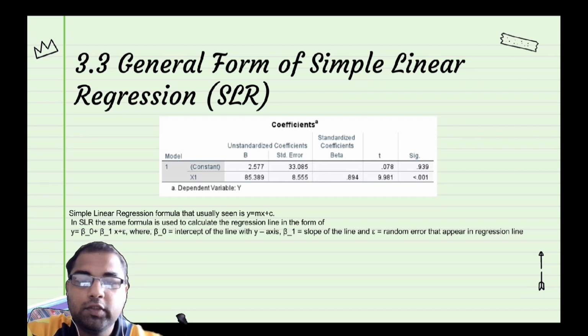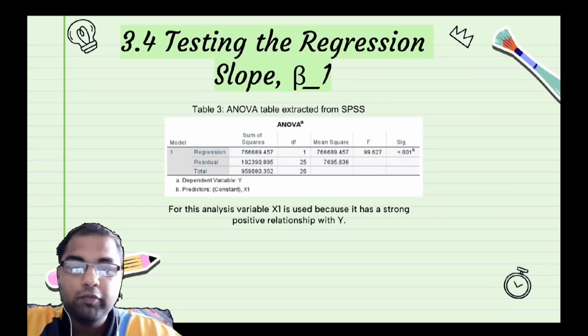For 3.3 general form of simple linear regression, simple linear regression formula that is usually seen is y equal to mx plus c. In SLR, the same formula is used to calculate the regression line in the form of as the formula given in the slide, and scope of the line and random error that appear in regression line. X1 is 85.389. 3.4 testing the regression slope.